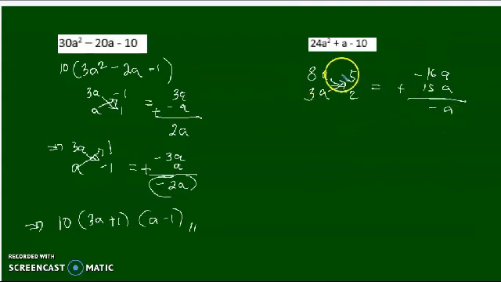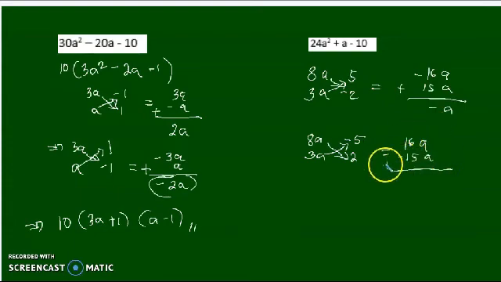So what will we do now? Just switch the signs of 5 and negative 2 here. So copy 8a and 3a. So this time, we have negative 5 and positive 2. So cross multiply. So 8a times 2 is 16a. Then 3a times negative 5 is negative 15a. So the sum of these two is positive a. Bingo. So therefore, the factors are 8a minus 5 and 3a plus 2.